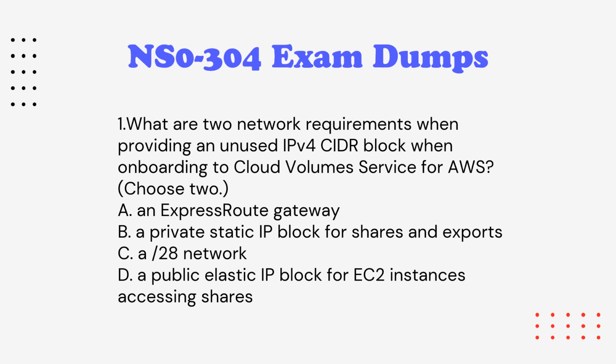1. What are two network requirements when providing an unused IPv4 CIDR block when onboarding to Cloud Volumes Service for AWS? Choose 2. A. An ExpressRoute gateway. B. A private static IP block for shares and exports. C. A /28 network. D. A public elastic IP block for EC2 instances accessing shares.